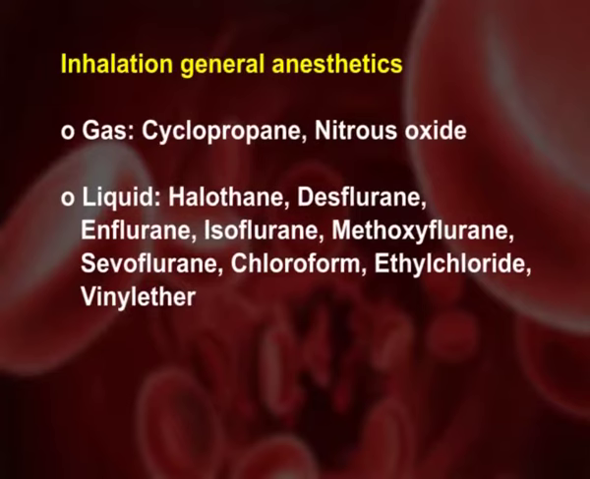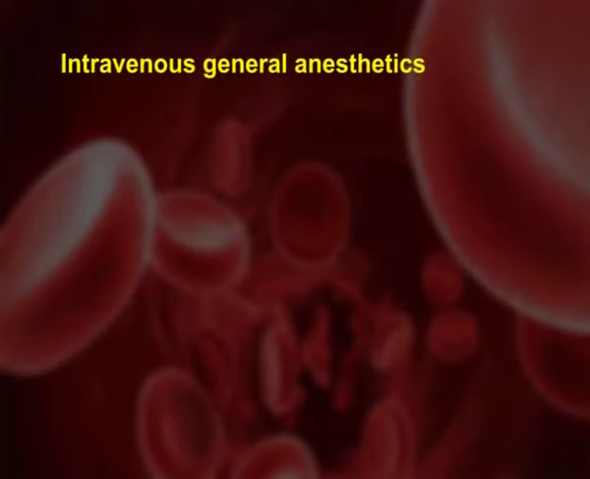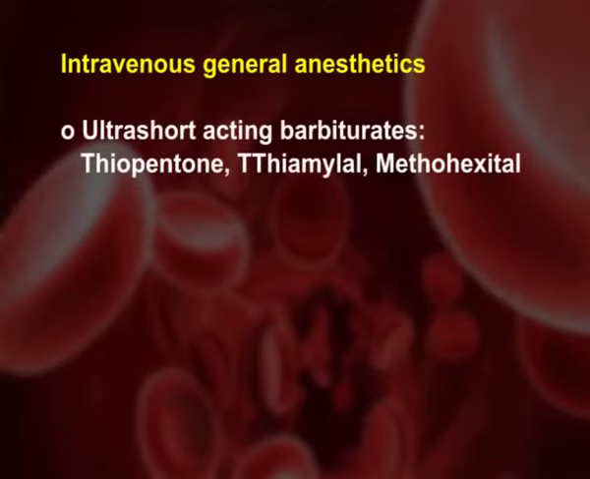Next is the second category, known as intravenous general anesthetic agents. They are further divided into 4 subcategories. The first category is ultra short acting barbiturates. Examples belonging to this category include thiopental, thioamylal and methohexital.